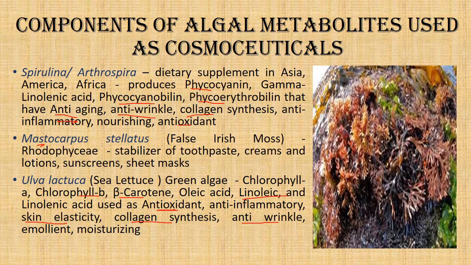So this Ulva lactuca is mostly found in the temperate region, so it is used in temperate region cuisines. But in cosmetic industries, you see that they have a high amount of carotene, these beta carotenes, and we know that carotene, chlorophylls and linolenic acid all have one thing in common, that is they are antioxidant, that is they protect against reactive oxygen species.